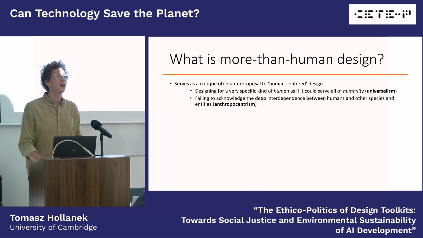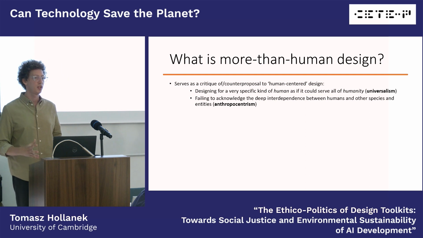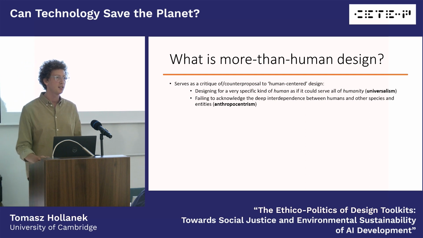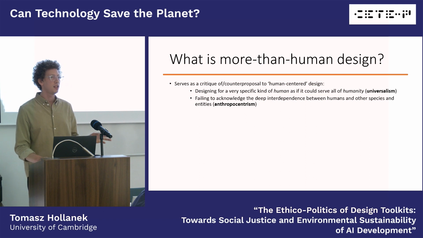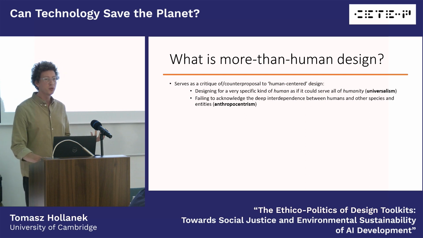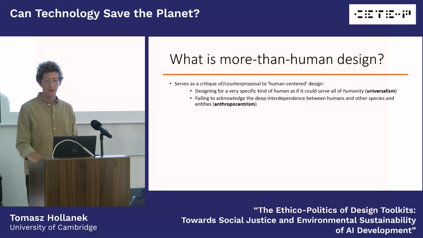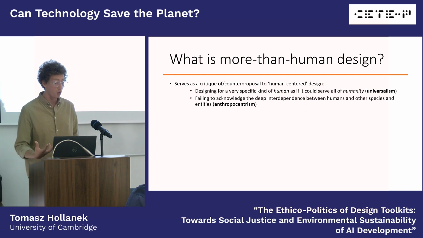As an alternative design framework. So at its core, more than human design is a response to the human-centric paradigm in design as the dominant one that emerged in the 80s, maybe even a bit earlier. Human-centered design prioritizes, or is supposed to prioritize, the needs of users, ensure that technologies are user-friendly and that they help the human users achieve their goals.